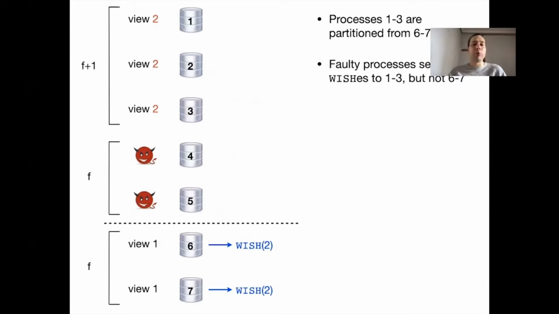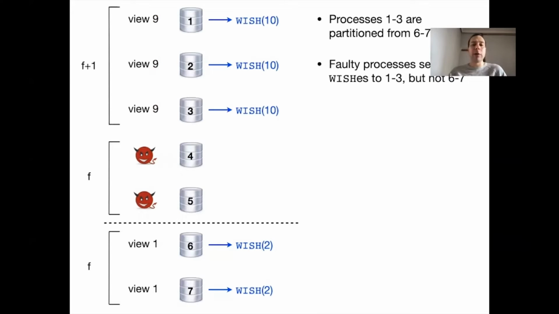Now, imagine that processes 1, 2, 3 are lonely in view 2, and so they try to advance again and send a wish for view 3. Now, the same scenario as before may happen. The faulty processes may provide the matching wishes for view 3, and this will allow processes 1 to 3 to enter view 3. And so this can go on for a while until, in the end, processes 1 to 3 will be in view 9, and they will want to enter view 10.